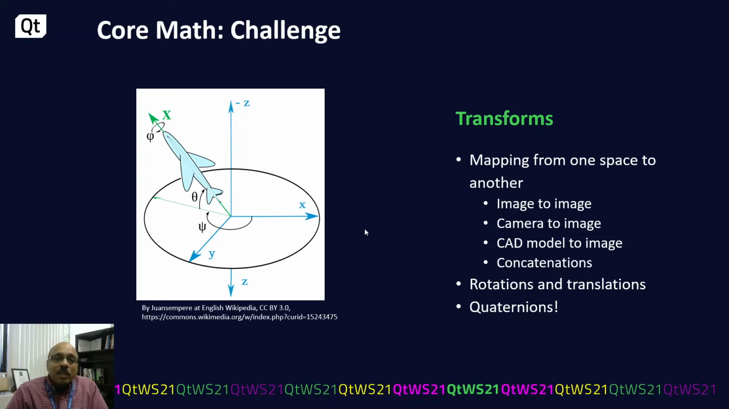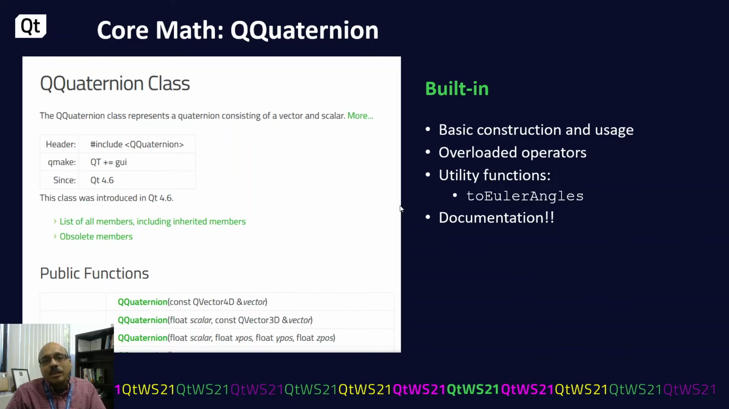The mathematical concept that wraps this all really nicely, really concisely is called quaternions. And lo and behold, Qt had a class that came built in. This was the QQuaternion class. It allowed us basic construction and uses. It had built-in operators, especially for concatenation, for multiplication, one transform with another. The nice surprise was a utility function to convert this to Euler angles, and as I said before, beautiful documentation.